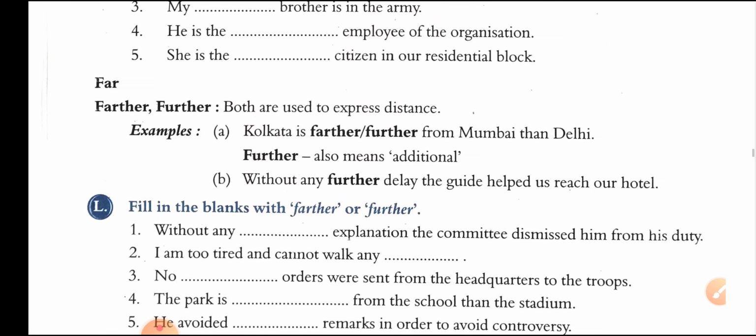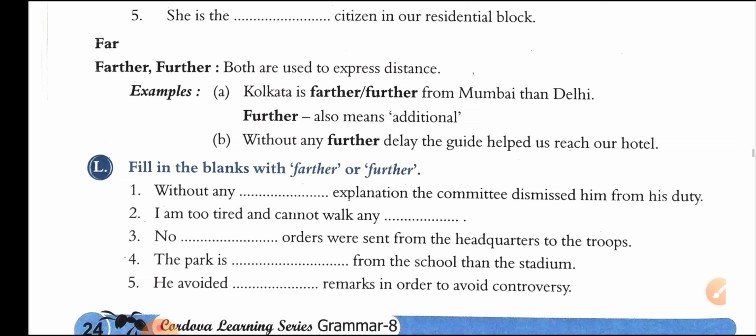use of far. So far is used as farther also and further also, and both are used to express the distance. It is given here. For example, Kolkata is farther or further from Mumbai than Delhi, but further also means additional. Without any further delay, the guide helped us to reach, right?